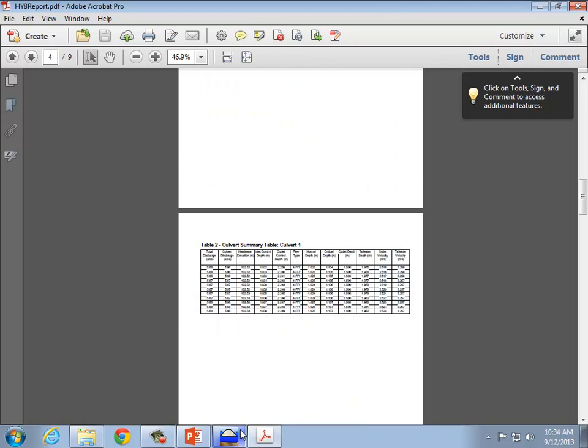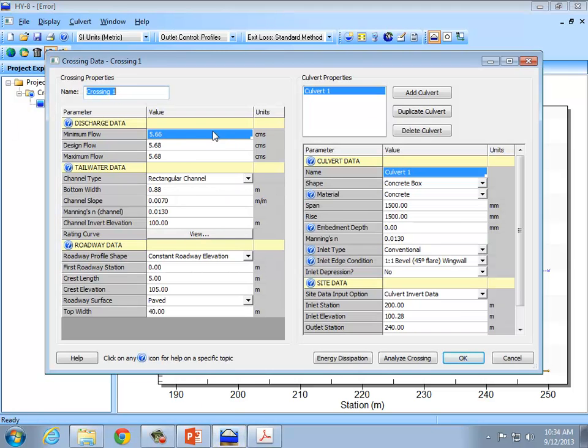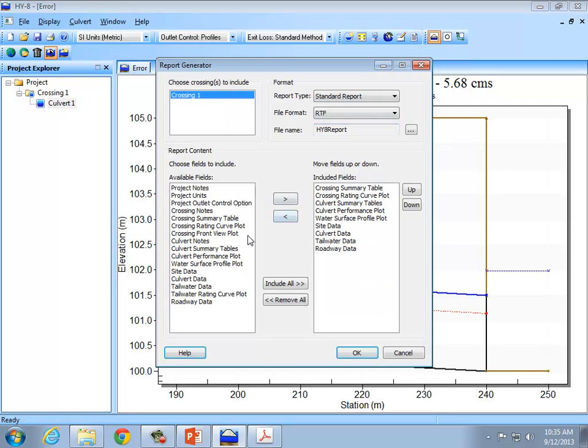Okay, let's talk briefly about getting output. I've got some crossing right now, and there's a button here that is Create Report. If you click on it, it gives you the option of what fields, what information should be in the report. And you can see there's a lot of different options available to choose from. This is just the default.